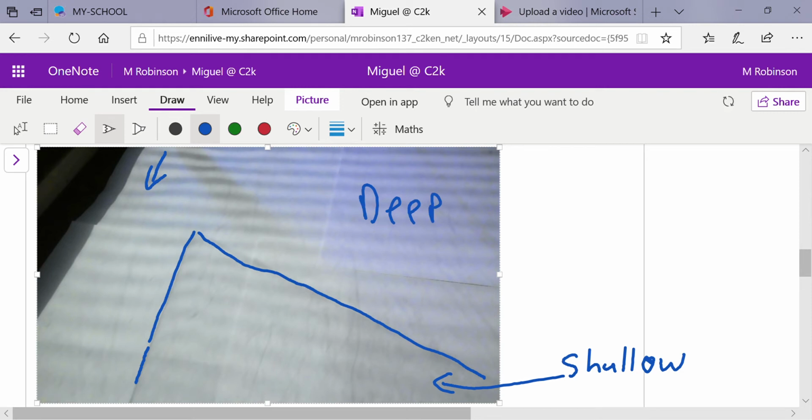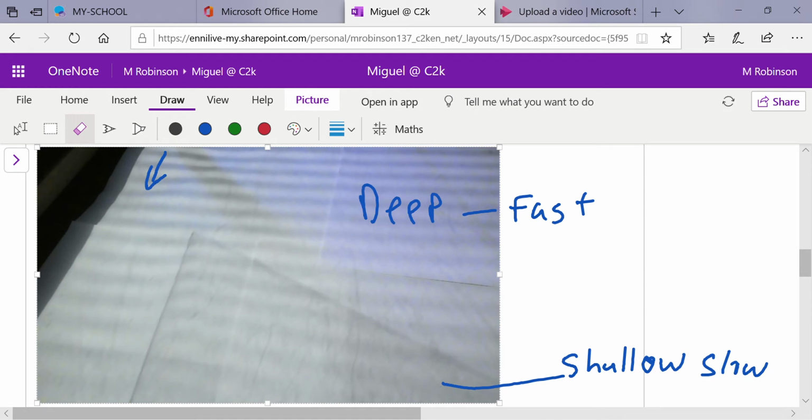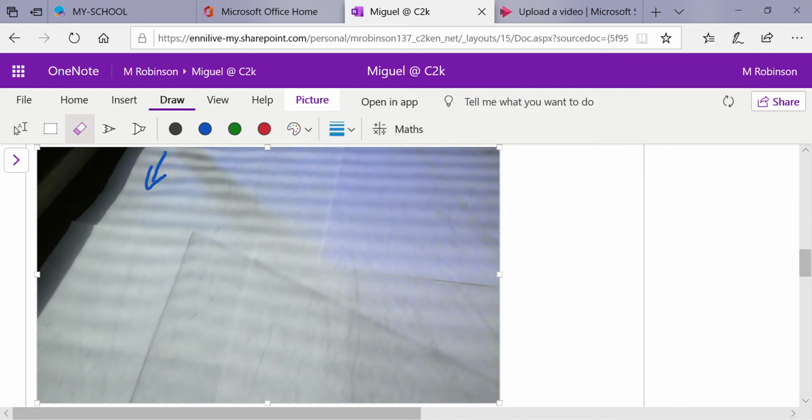and in deep water the waves travel faster. So deep water fast and shallow water they go slow. Right, okay, I'll just rub some of that out. Have a look. I'm interested in this boundary line here, but remember I've got shallow in there and deep on the other side.